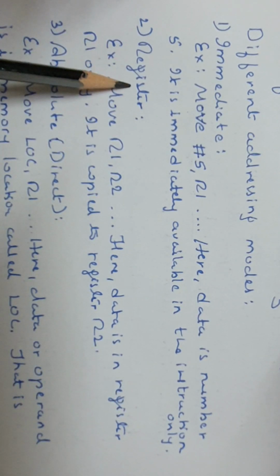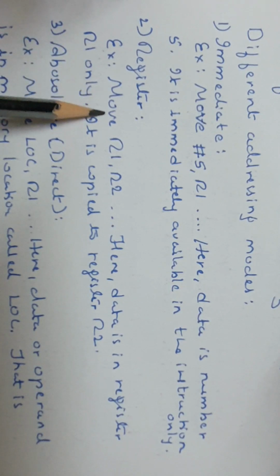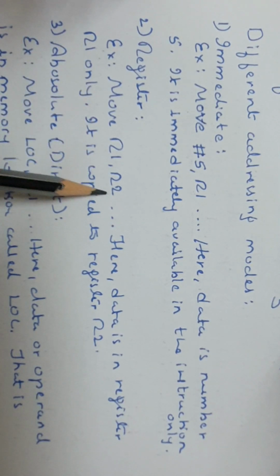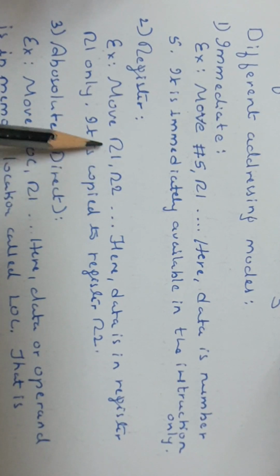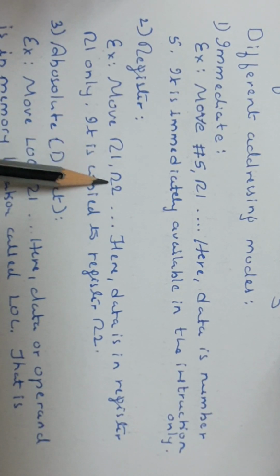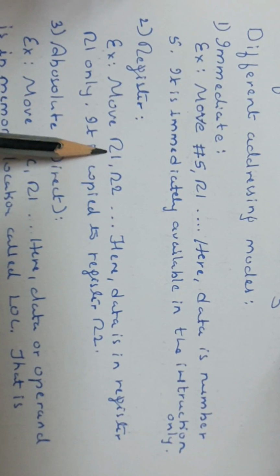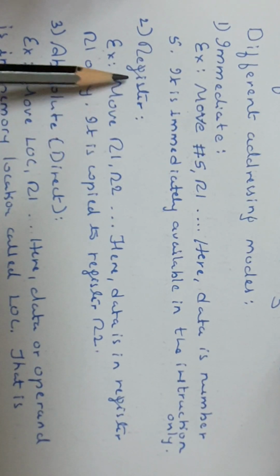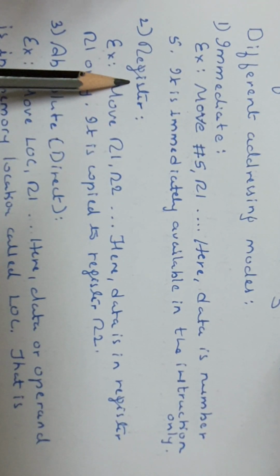Second one, register addressing mode. Example, move R1, R2. That is, this is the source and this is the destination. The content of R1 is copied into R2. So the operand address is the register itself. Hence this is called register addressing mode.